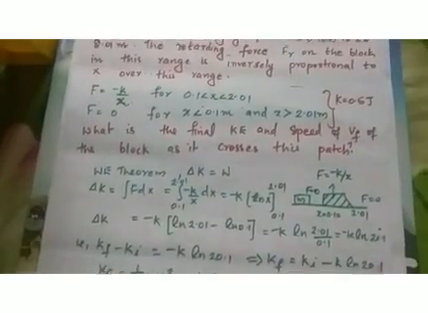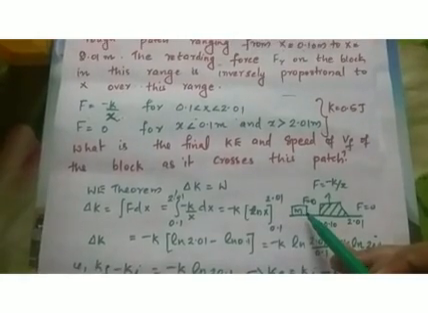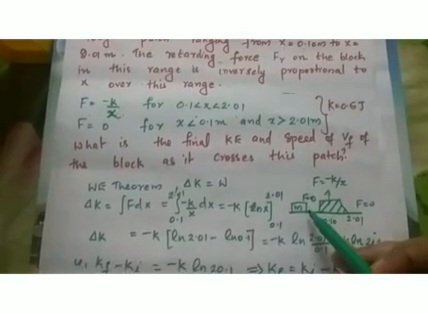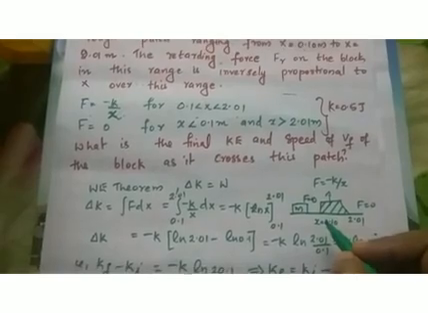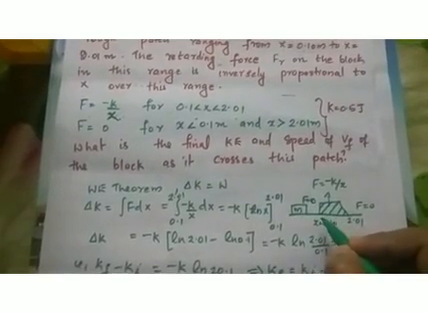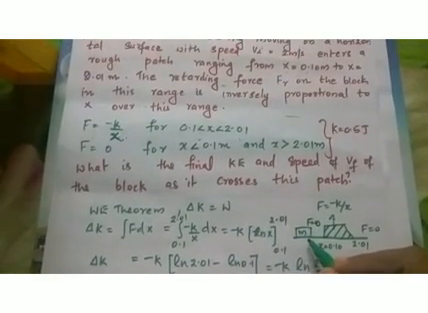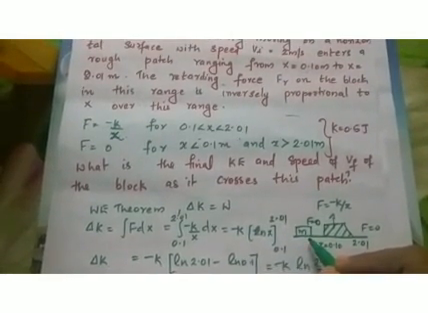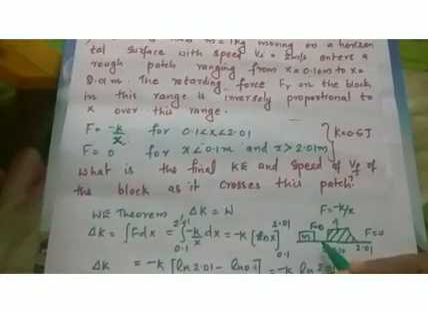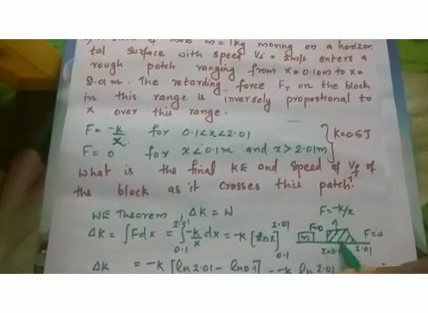Okay, so here there is a block. So this is the block and the mass of the block is 1 kg. This block is moving on a horizontal surface. So this is the horizontal surface with an initial velocity of 2 meter per second. So initial velocity Vi is 2 meter per second. It enters a rough patch. So this is the rough patch.